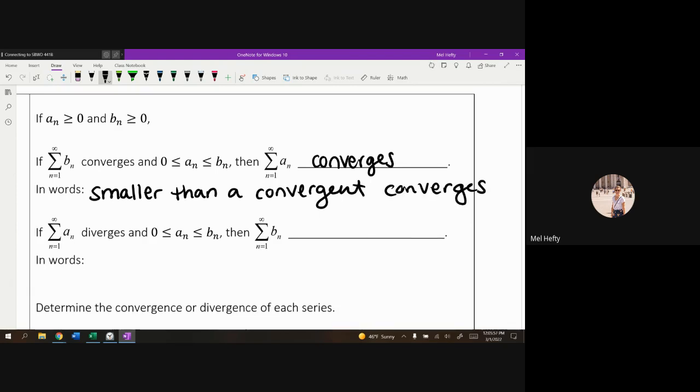So we know if I add up infinitely many terms and I get a number, I get a sum, that's what converging is. If I add up smaller numbers, I should get a smaller sum, but that will definitely still converge. All right. If I have a sum that diverges, so all of the numbers add up and they are too big to have a sum, we get infinity for our sum, it's too big, and I add up stuff that's bigger, that's also going to add up to something that's too big to be a sum, so this one will diverge. So that is: bigger than a divergent diverges.